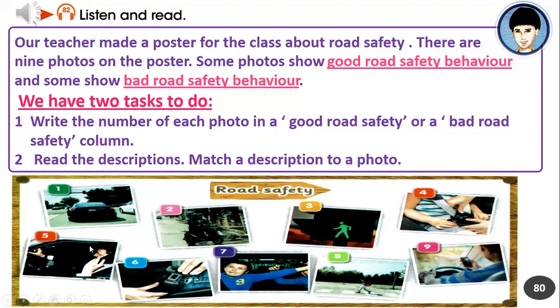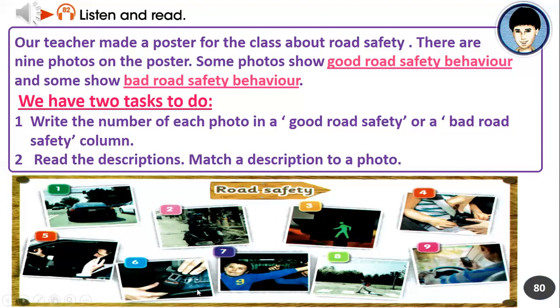While in photo 5, there is a man. He's talking to his smartphone while he's driving a car. And this is bad road safety behavior. This is not one of the road safety rules. So this refers to bad road safety behavior.